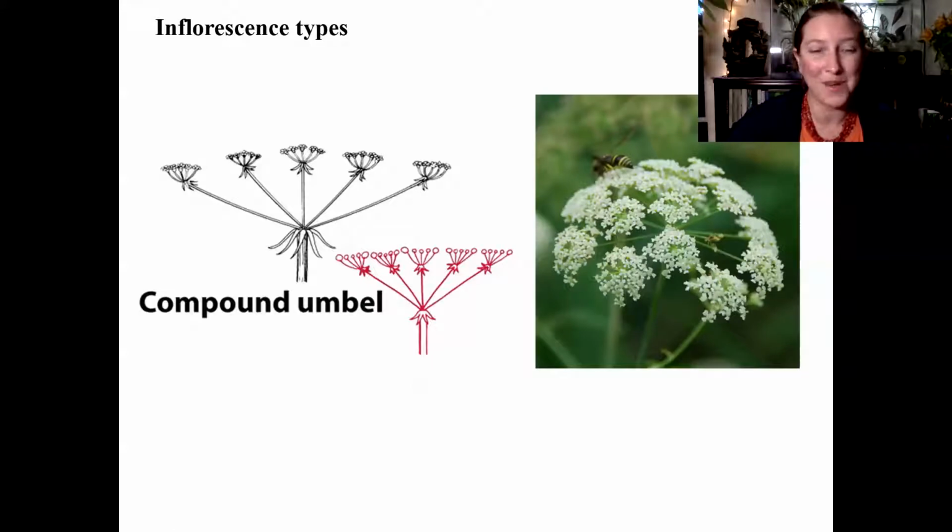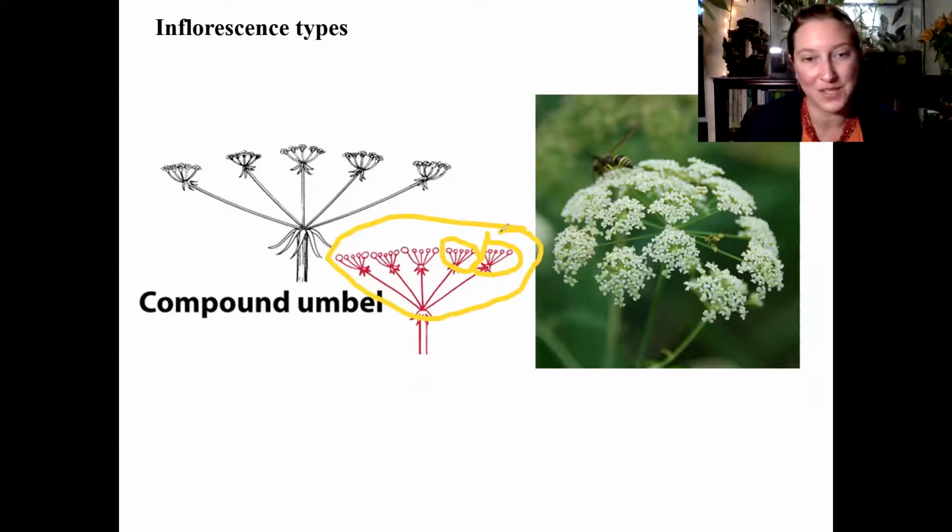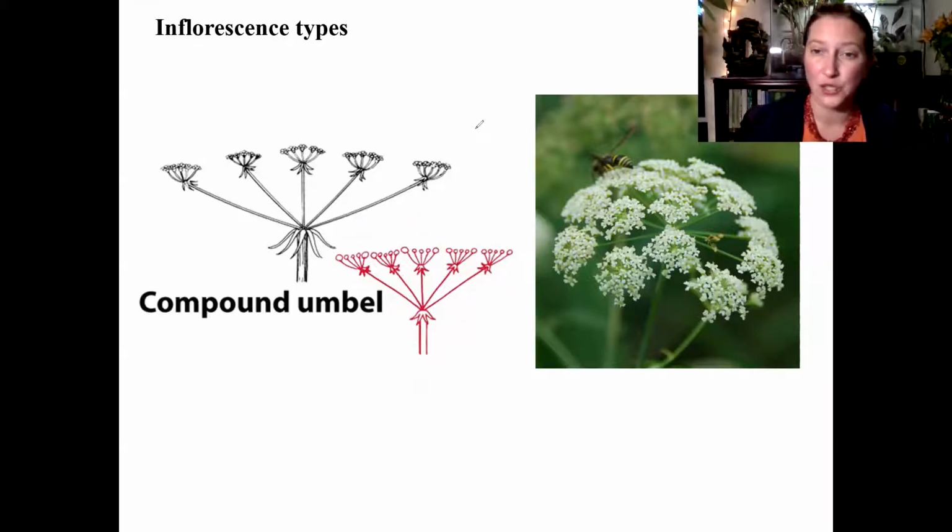And then a compound umbel is just an umbel of umbels, right? So like each of these is an umbel, this is an umbel, this is an umbel, etc. And then on this inflorescence, you have so many, so it's a compound umbel or an umbel of umbels, such as this Queen Anne's lace shown here on the right, which is in the carrot parsley family.